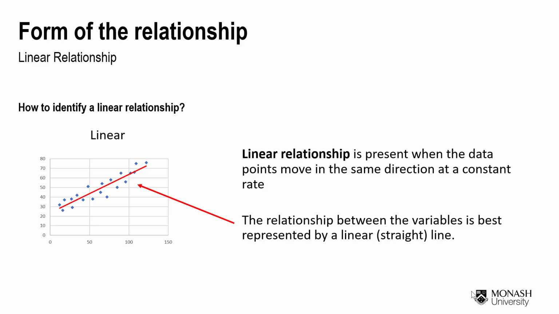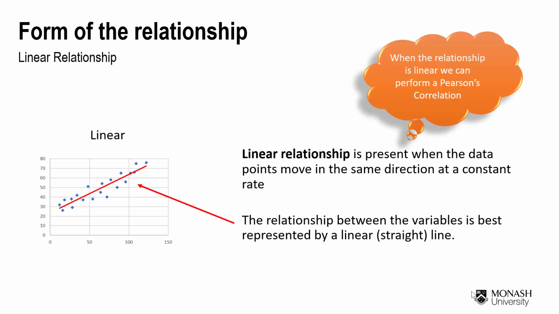A linear relationship is present when the data points move in the same direction at a constant rate. Hence, the relationship between the variables is best represented by a linear line. The form assumption for a Pearson's correlation is that the relationship between the variables needs to be linear. Therefore, in this case, a Pearson's correlation can be performed.